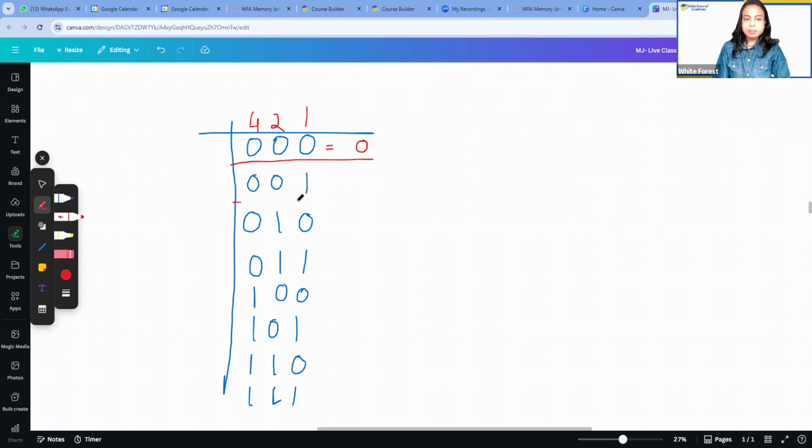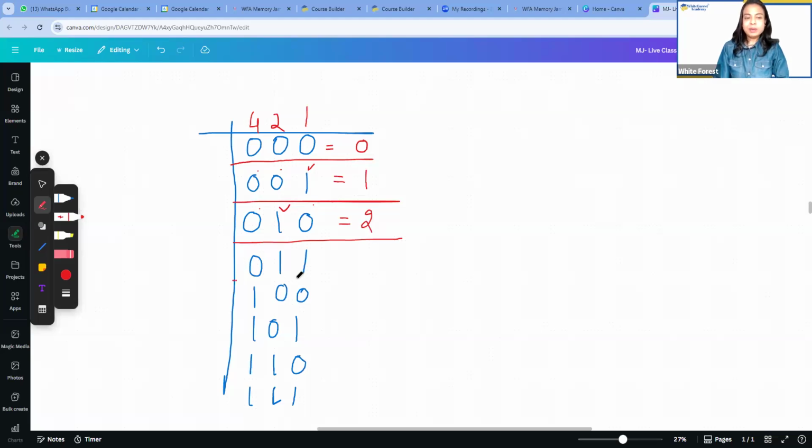When I see the next one, what do I see? There is a 1 in the place of 1. Rest, it's a 0. In the place of 2, there is 0. In the place of 4, there is 0. That means this is what number? This is number 1. Next combination. What is the next combination? The next combination is 0, 1, 0. So here I'm having 1 in the place of 2. Rest places I've got zeros. So what is this number? This number will be 2.